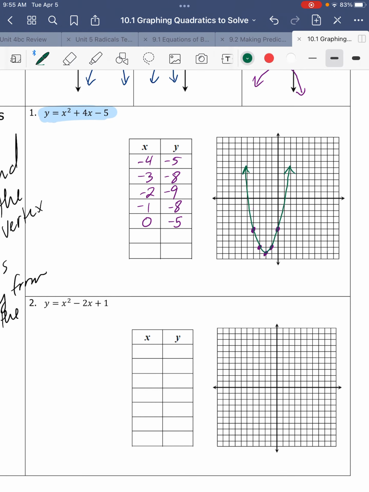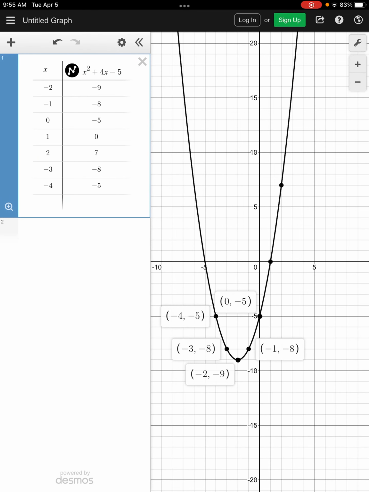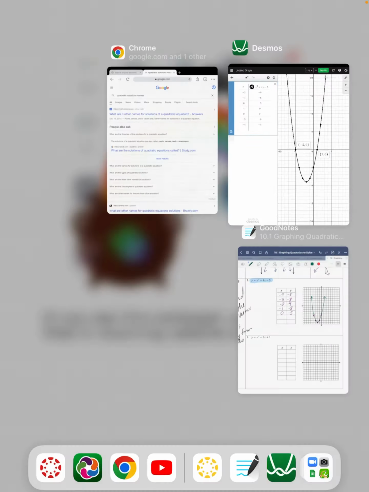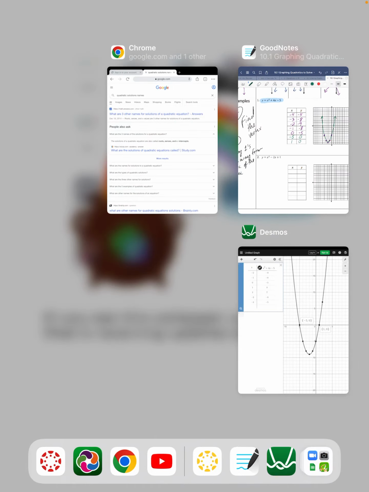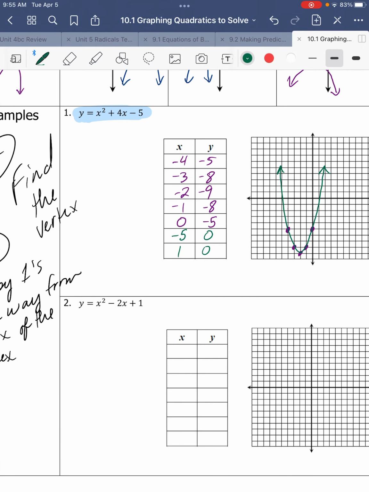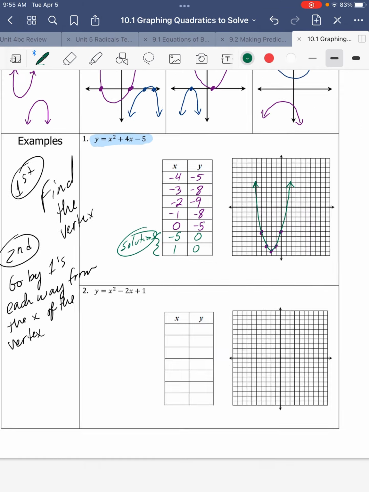To find the actual solutions, let's go back to Desmos. We're looking at where it crosses the x-axis. Let me unhighlight everything here. Those are our 2 solutions, so negative 5, 0, and 1, 0. If I ask for solutions or zeros or x-intercepts, it's negative 5, 0, or positive 1, 0. Make sure those numbers are right. Negative 5 and 1, yes. Those are going to be your solutions.